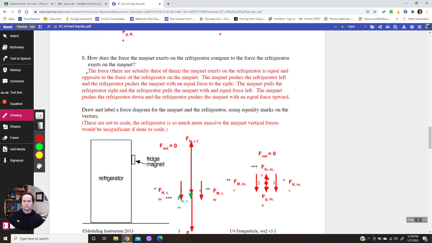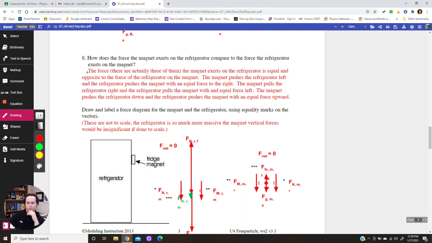Number 8, how does the force the magnet exerts on the refrigerator compare to the force the refrigerator exerts on the magnet? All right, the forces, which there are 3 of them with a magnet stuck on a fridge. The magnet exerts a force on the refrigerator equal and opposite to the force of the refrigerator on the magnet. The magnet pushes the refrigerator left. The refrigerator pushes the magnet with an equal force to the right. The magnet pulls the refrigerator right. The refrigerator pulls the magnet left with equal force. The magnet pushes the refrigerator down, and the refrigerator pushes the magnet up with equal force. If you think about all of those different forces, you've got left, right, up, and down. You've got all 4 directions.